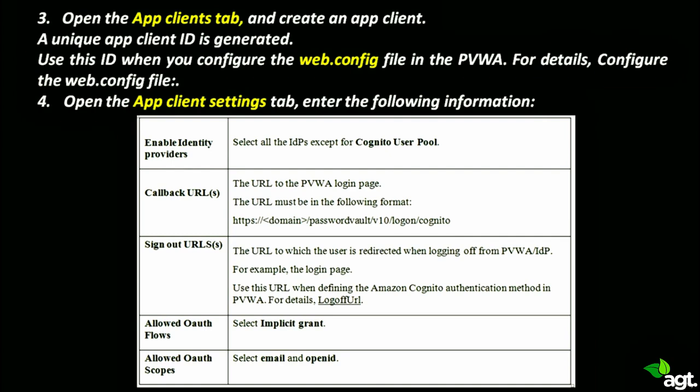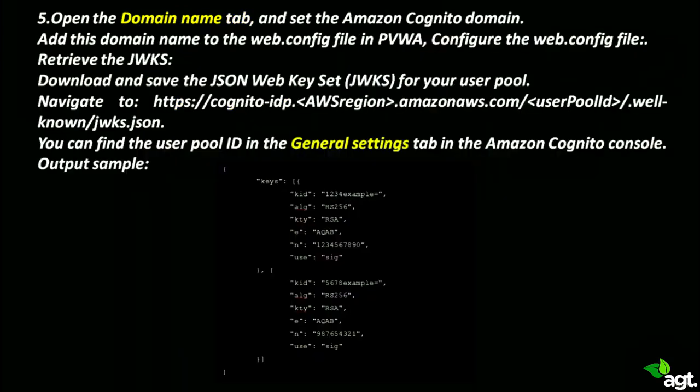The sign-out URLs may be the URL to which the user is redirected when logging off from PVWA or the IDP. For example, for the login page, use this URL when defining the Amazon Cognito authentication method in PVWA. For details, you can just check it out. What about the logout URL method? Allowed authorization flows means select implicit grant, and allowed authorization scopes means select email and openid.